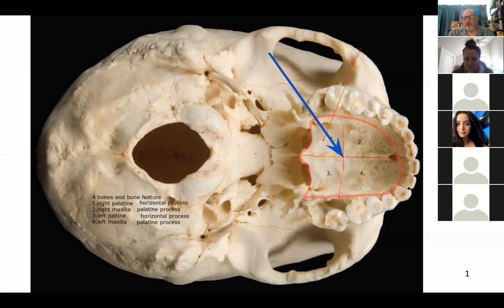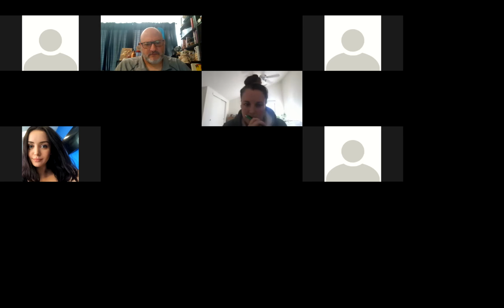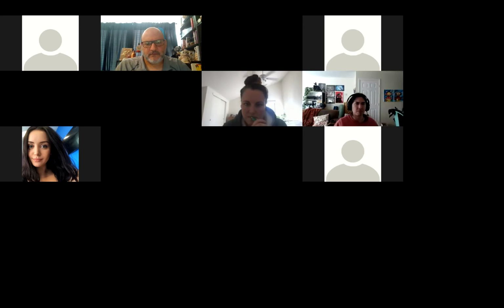I have 4 bones and 4 bone features coming together. The maxilla is this whole big thing. I think I closed it already. I did.